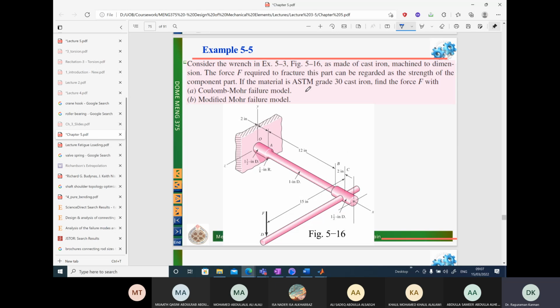Let's try some problem for Coulomb-Mohr failure theory. Now what do we have here? We have a wrench. Okay.